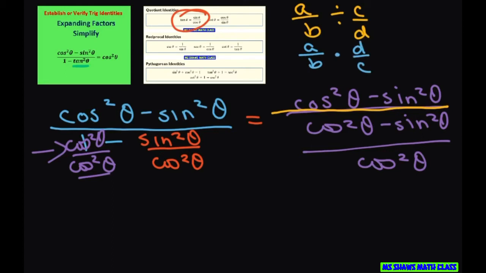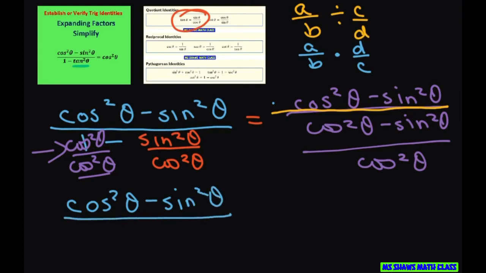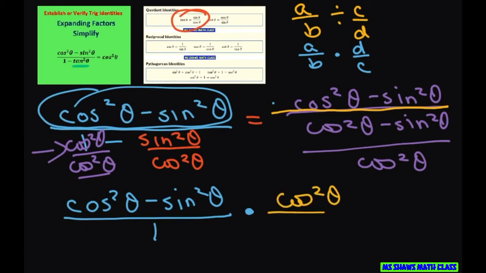So I'm going to write my A divided by B, which is actually just cosine squared of theta minus sine squared of theta. And since we don't have anything for this, we're just going to put a 1 here. And then times, because we keep changing and flipping, cosine squared of theta divided by cosine squared of theta minus sine squared of theta.